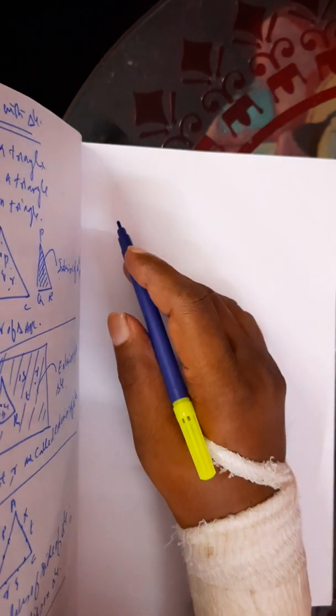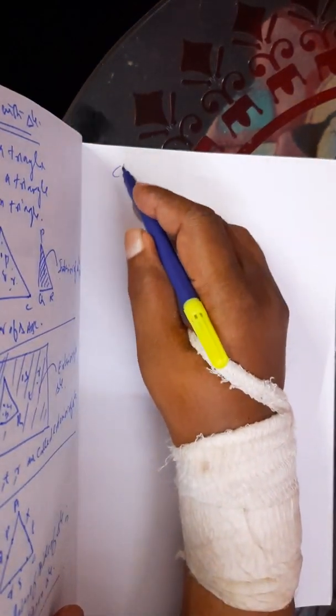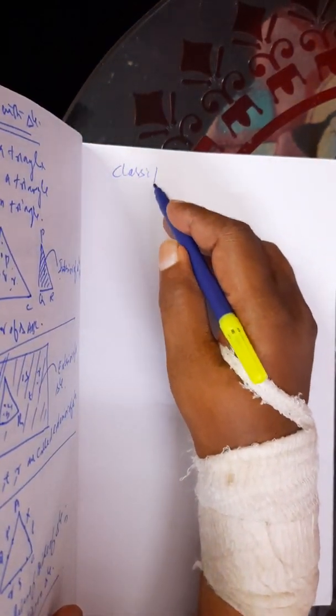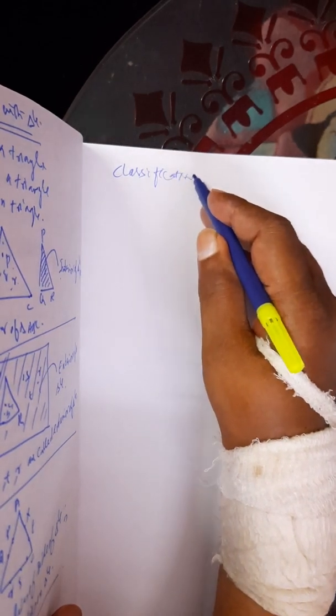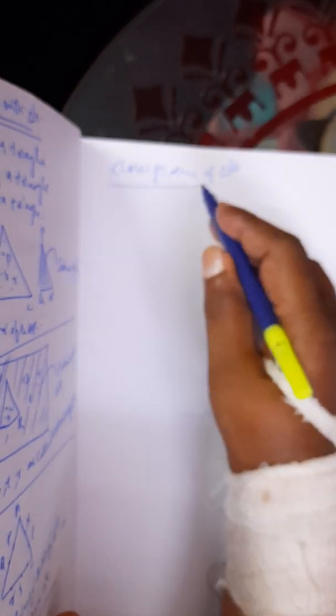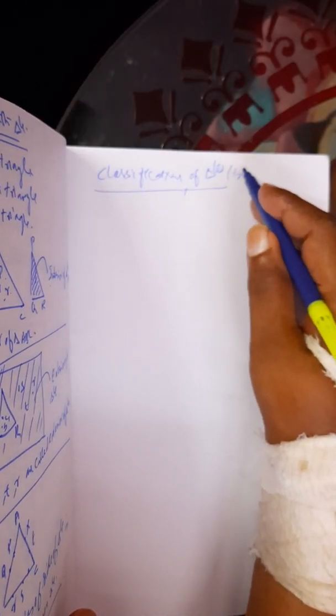Now, classification of triangles. This sign is read as triangles, or you can write triangle also. So this is the classification of triangles. What are there first?